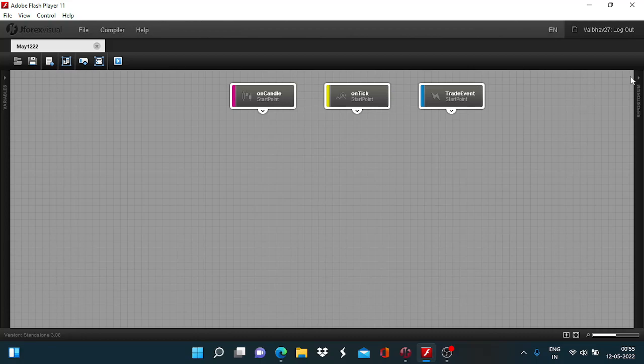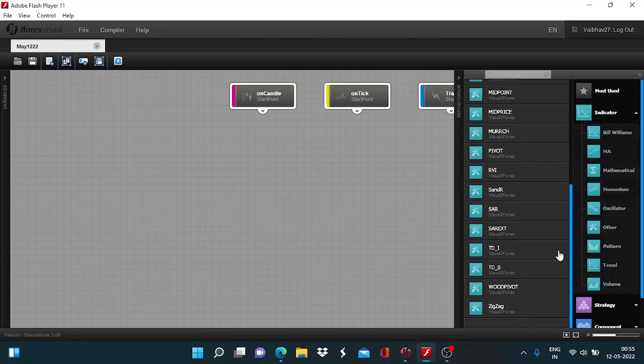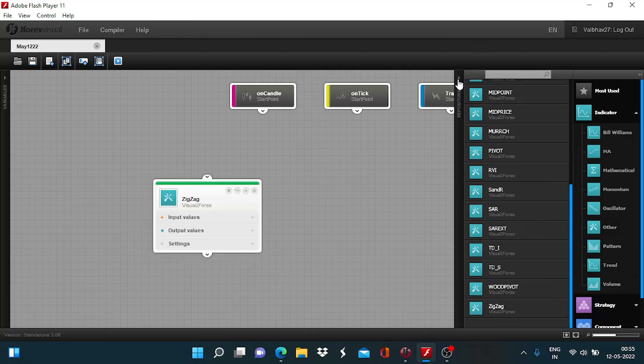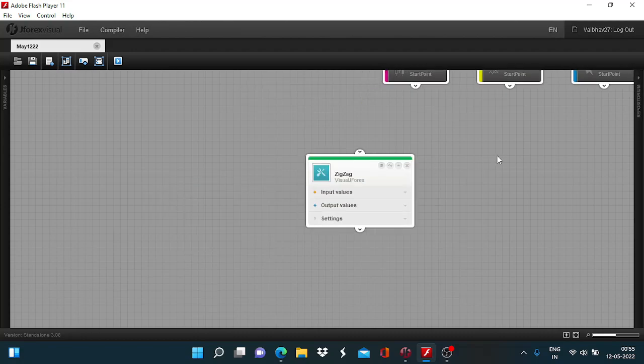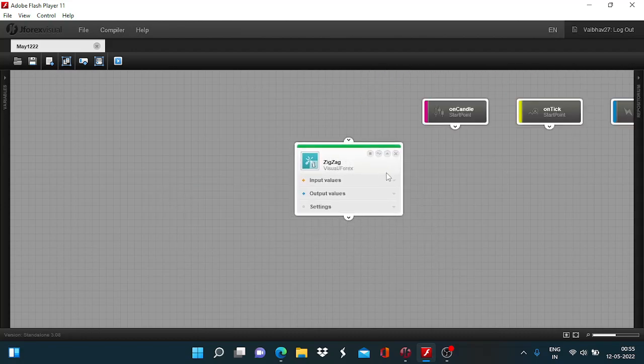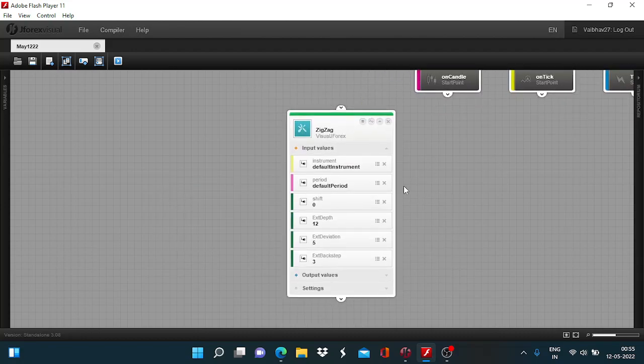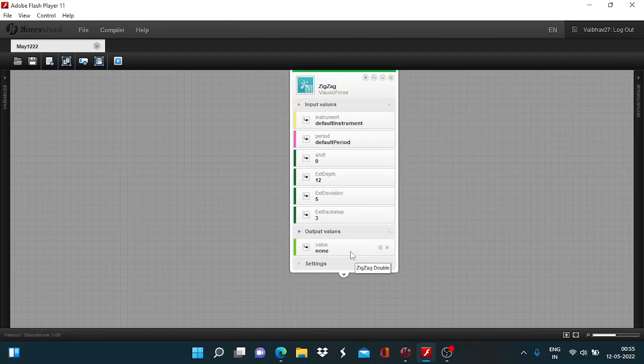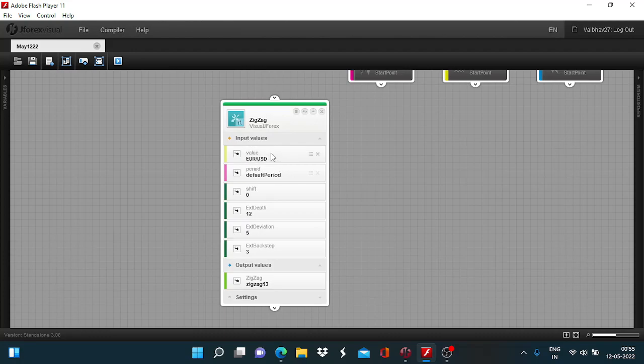So let us now go to the Visual JForex board which has been developed by the Dukascopy Bank SA. You will find this indicator listed amongst the other indicators just at the bottom, Zigzag. We have to define these 6 input parameters depending on which we get this output value, the zigzag line.